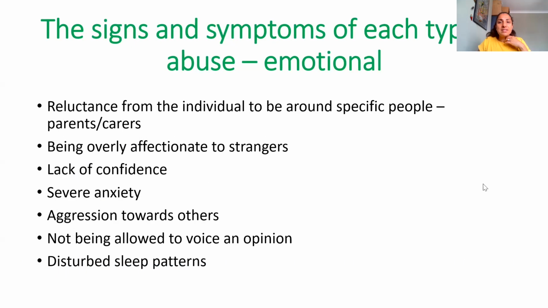So what are the signs and symptoms of emotional abuse? This one's a bit more complicated because emotional abuse is much harder to detect. So you might see things like reluctance from the individual to be around specific people, like parents or carers, being overly affectionate to strangers, lack of confidence, severe anxiety, aggression towards others, not being allowed to voice an opinion, and disturbed sleep patterns. And I wouldn't say that one of these would indicate emotional abuse. It would have to be a few of these, and you'd have to use your judgment as well.